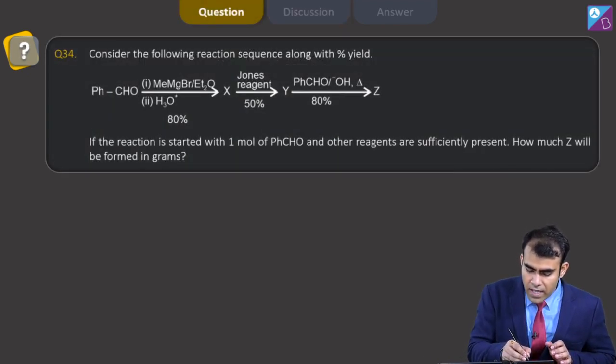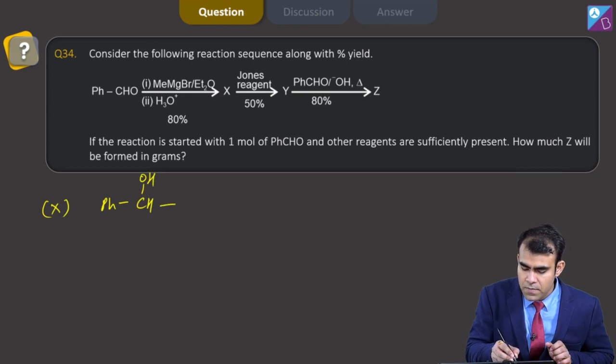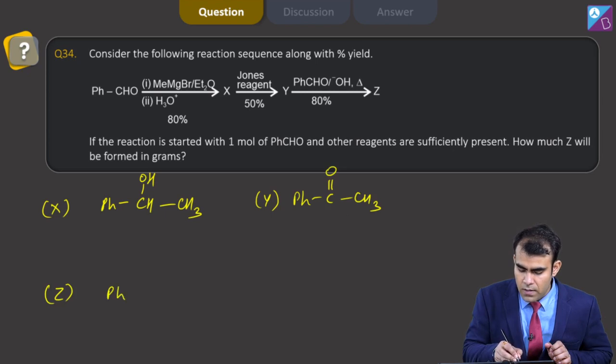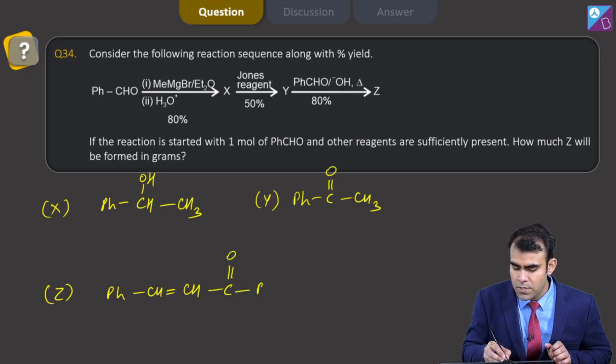So let me write it here, that X is PhCHOHCH3. Y is PhCOCH3, and Z is the alpha beta unsaturated carbonyl compound, which is this one.